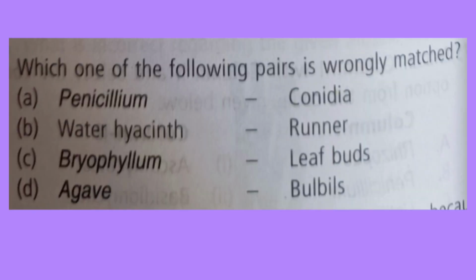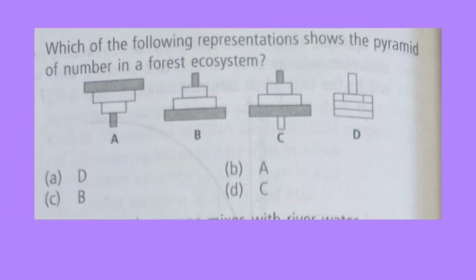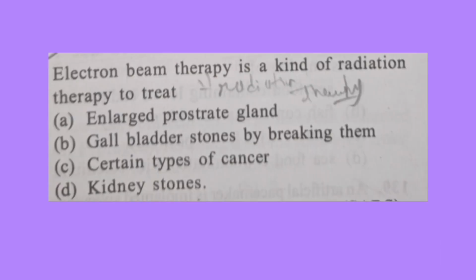Which one of the following pair is wrongly matched? So the correct answer is option B, water hyacinth and runner. Which of the following representation shows the pyramid of number in forest ecosystem? So the correct answer is option D, that is C. Electron beam therapy is a kind of radiation therapy to treat? So the correct answer is option C, certain type of cancer.